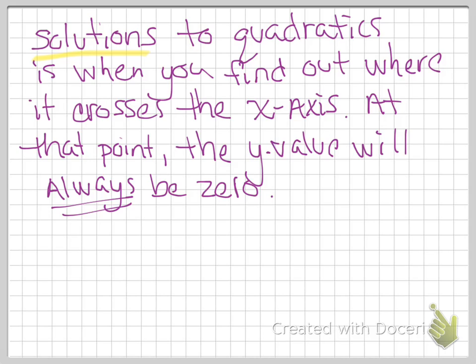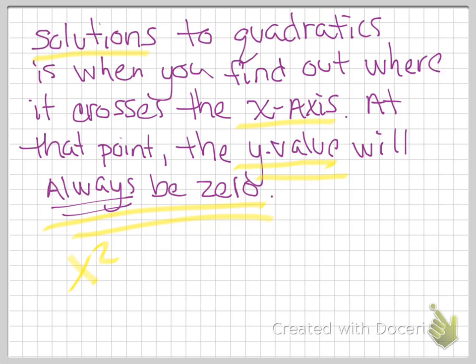We're going to talk about it because you need to know how to graph them to find the solution, and you need to know how to find the solution algebraically. So they call it symbolically. Okay, so it's where it crosses the x-axis. At that point, the y value will always be 0. That's why you set it all to 0.